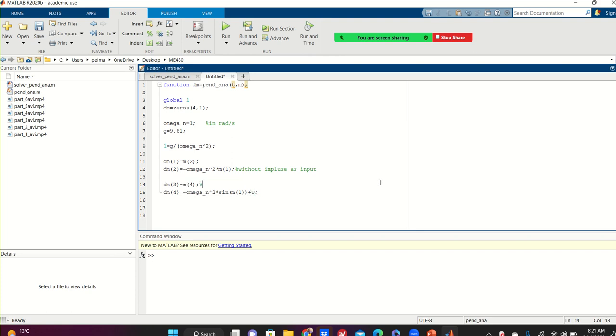And I'm going to say, with the impulse as input. Now I have to define u. So how do you define an impulse in MATLAB coding, guys? Give me a suggestion. I want to define u. What was the definition of the impulse?